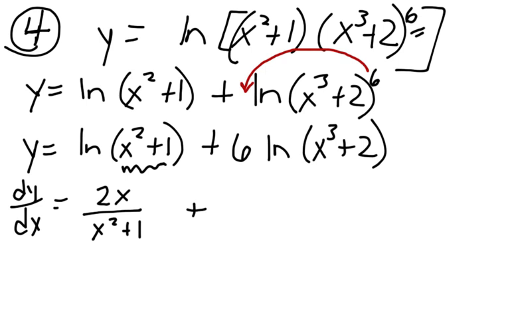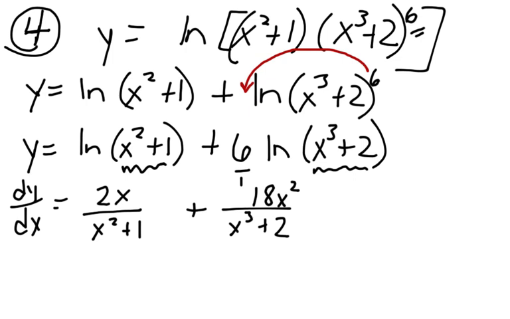And now we're going to say, what is the derivative of this inside function? Well, that's 3x. I'm going to go ahead and multiply that times 6 on the top, because that's like a 6 over 1. So 3x squared times 6 would be 18x squared on top, and then x cubed plus 2 on the bottom. And now, essentially we're done taking the derivative.